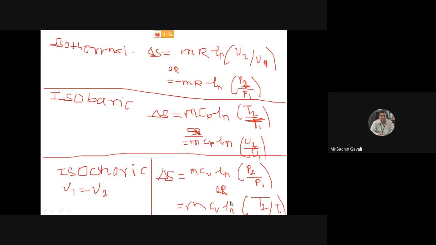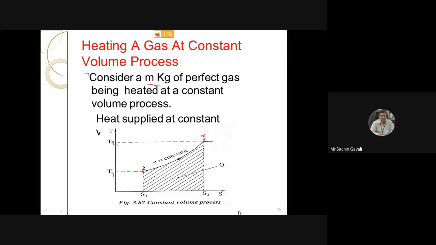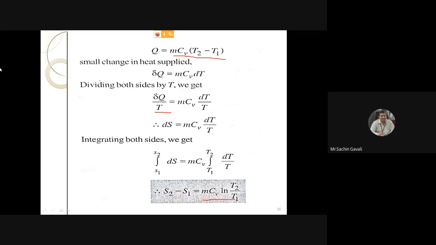So in our equation, which condition have we gone through? The isochoric, constant volume condition: m cv ln of T2 upon T1. This equation is there, and this is the last equation. In that derivation they have achieved this equation, so we will go through this quickly. Already we have written this equation.